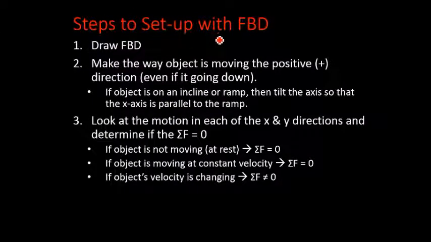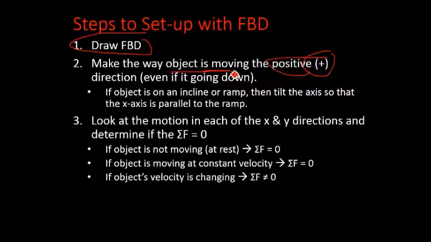So to find these sums, you're going to draw your free body diagram and decide which way is positive and which way is negative. The way it is moving, make positive. Whatever way it's moving is positive. It's going to be easier. So if it's on a ramp, positive is down the ramp, say. If it's falling, we'll make positive downward, just so we have a system.